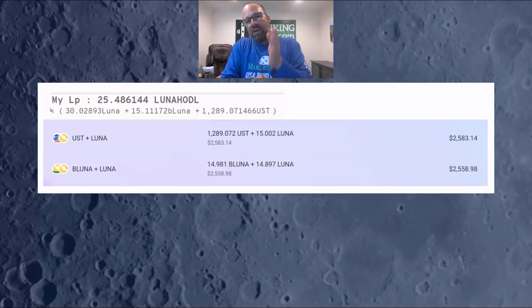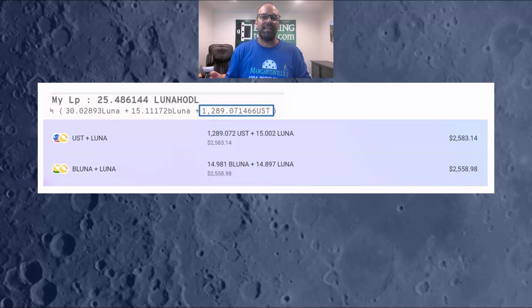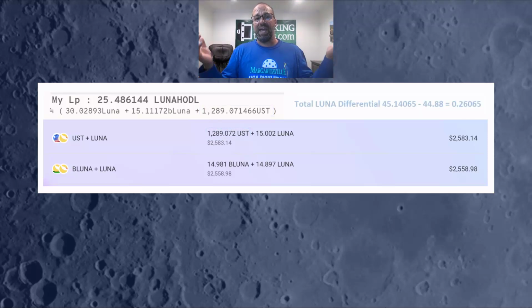The Luna-HODL isolated by the exact dollar amount. So there's $1,289.07 in both the Luna-HODL and the Luna UST pool. What's interesting is if I added up all the Luna and bLUNA in the Luna-HODL, it actually ends up with a little bit more than the total Luna added up from the two different Terraswap pools.